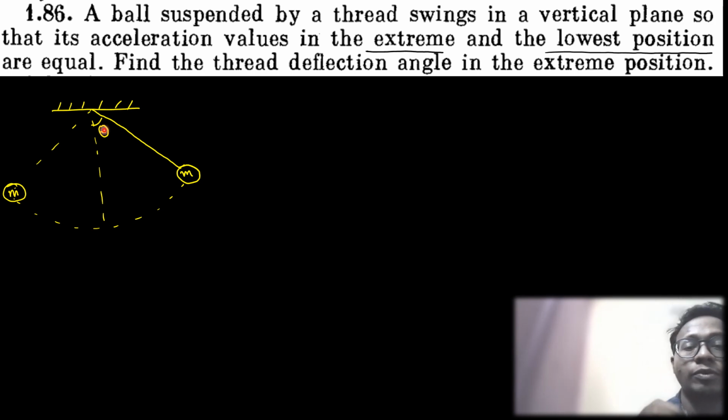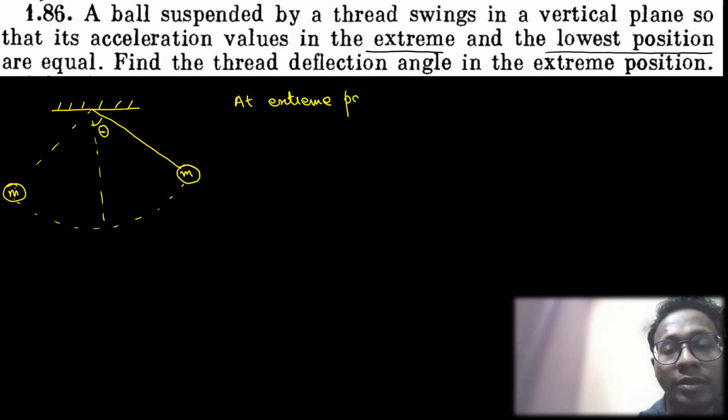Okay, the question is asking, find out the value of theta such that the total acceleration out here is equal to the total acceleration out here. Find out the value of theta such that the total acceleration at the extreme point is equal to the total acceleration at the lowest point. So at the extreme point, there are only two components of acceleration, okay, tangential and centripetal.